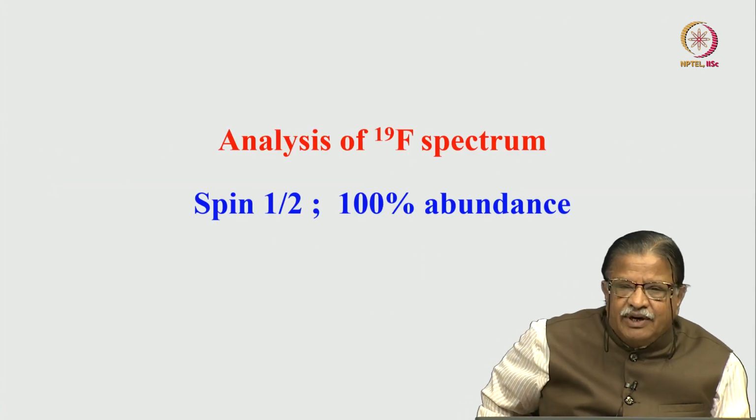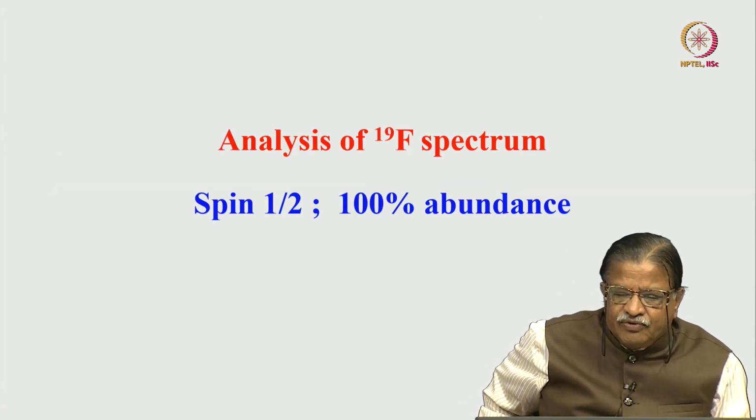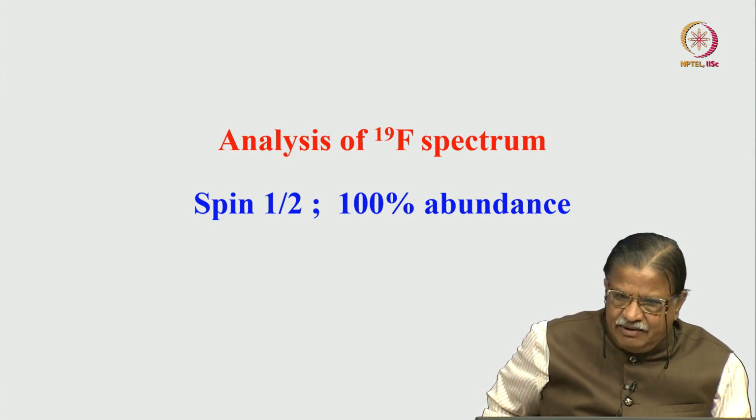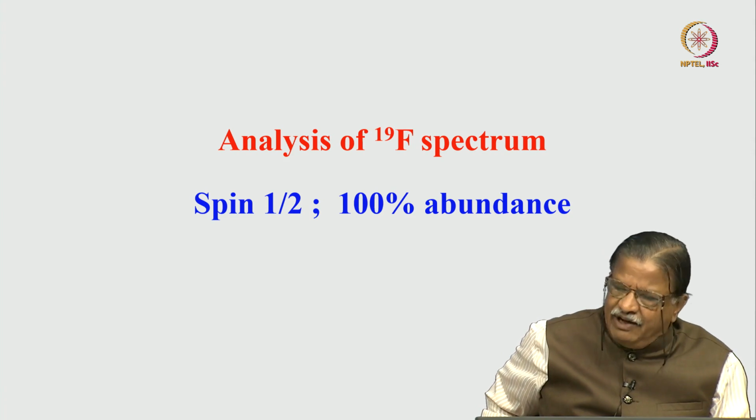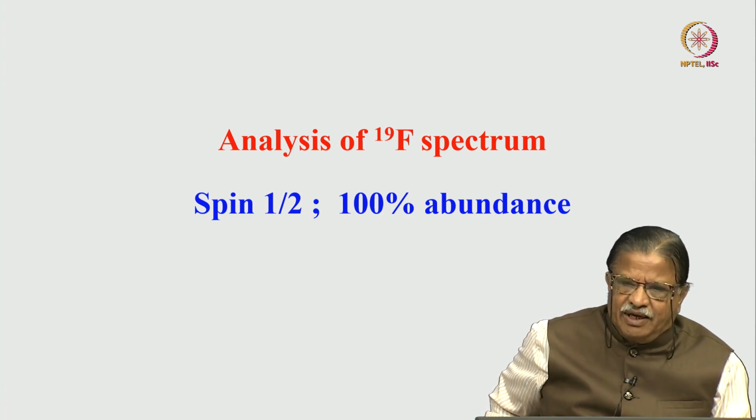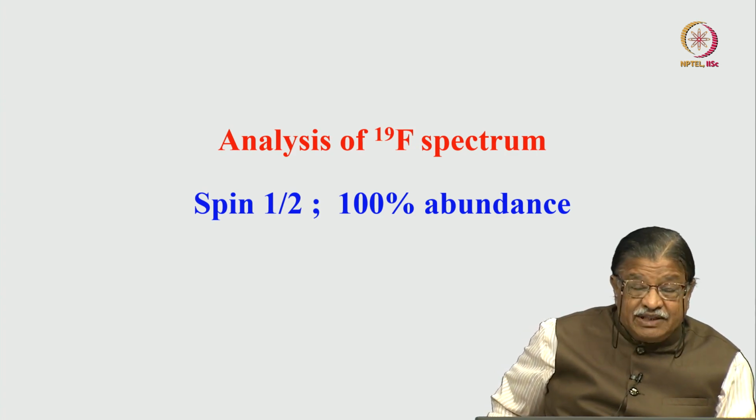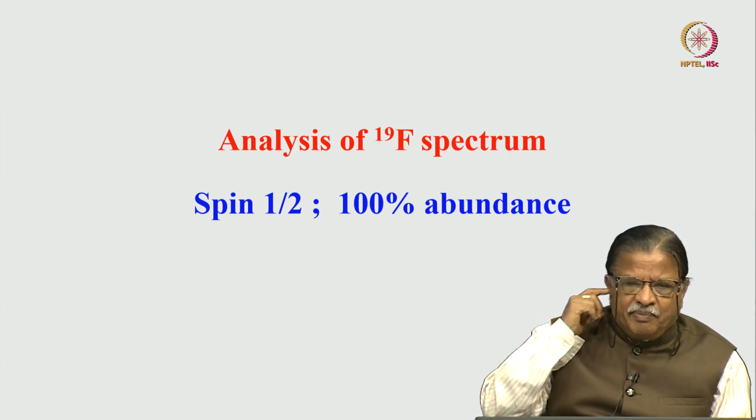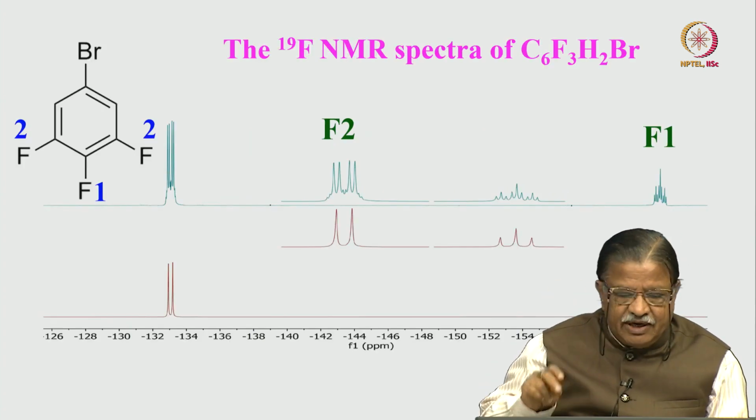We start with the fluorine NMR. Of course, fluorine is a 100% abundant nucleus, a spin half nucleus, very friendly nucleus like proton. Spin half nuclei are always friendly nuclei, very easy to read and easily understandable. Further, it has 100% abundance. So, the experimental spectrum we can obtain very fast without much difficulty.